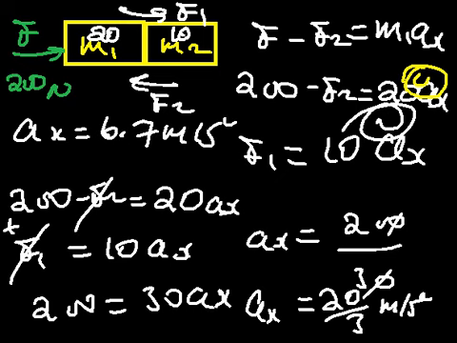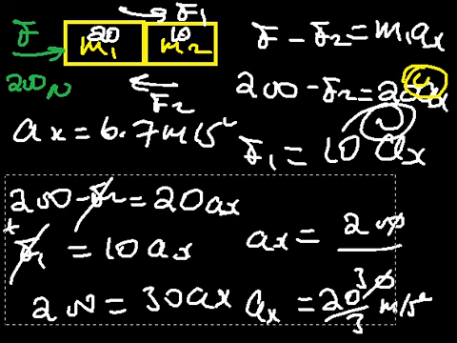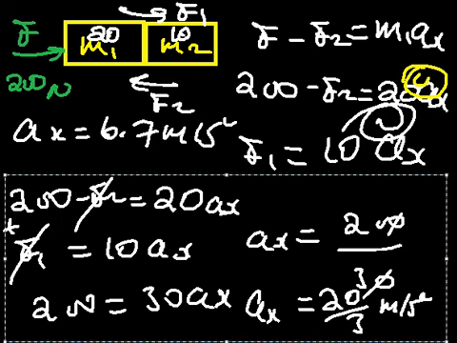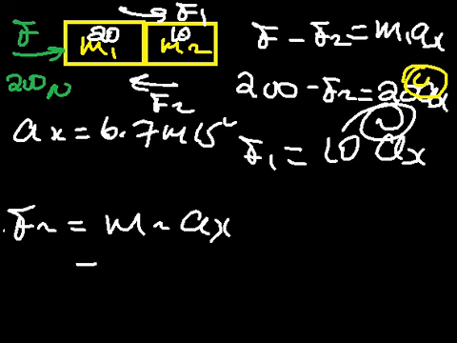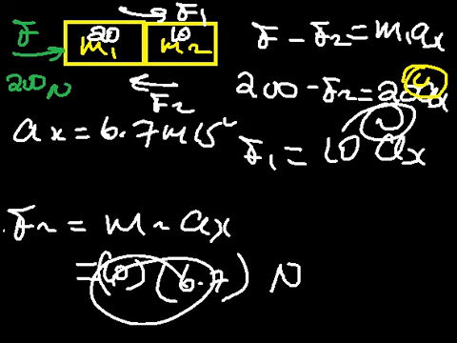That's the acceleration. And how about the contact force? Keep in mind that the contact force is the same as the reaction force. So the contact force is given as F2, which is equal to mass 2 times acceleration, that is 10 times 6.7, and we'll have it in newtons. That's how the contact force is obtained. Take note of that.